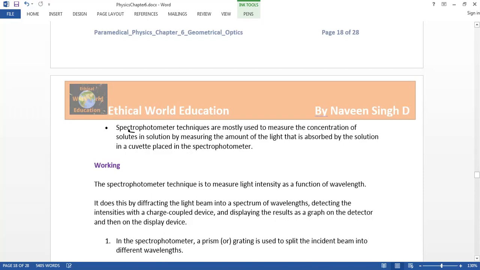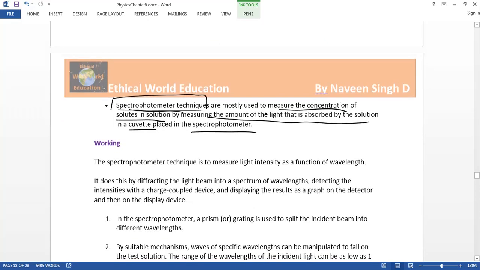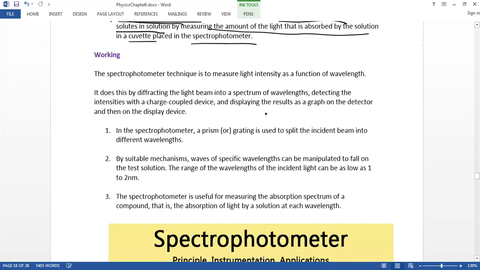This spectrophotometer technique is mostly used to measure the concentration of solutes in a solution by measuring the amount of light that is absorbed by the solution in a cuvette, which is placed in a spectrophotometer.